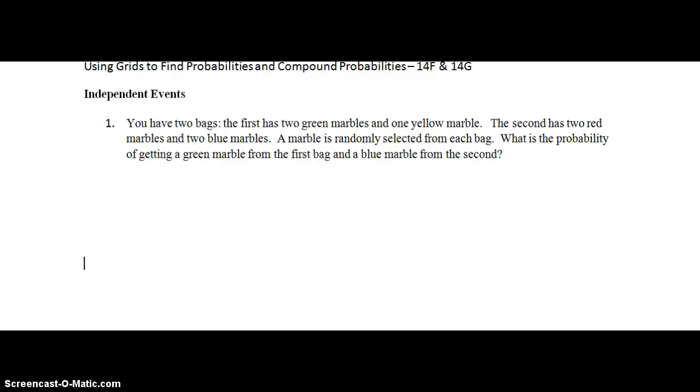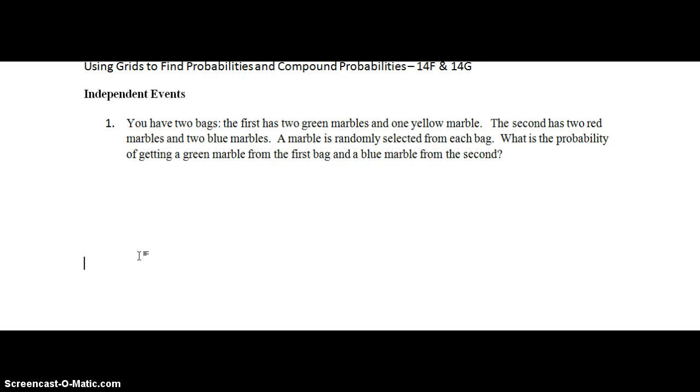Okay, so today we're going to be using grids to find probabilities and compound probabilities, sections 14F and 14G from the textbook. So we're going to be talking about independent events, and these are two different events where the outcome of one does not affect the outcome of the other.